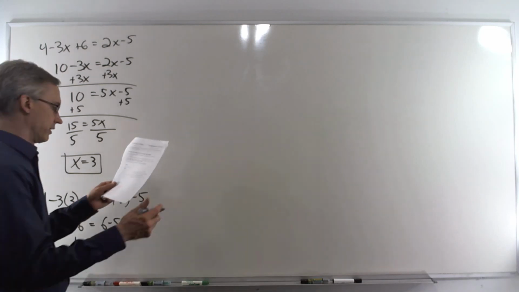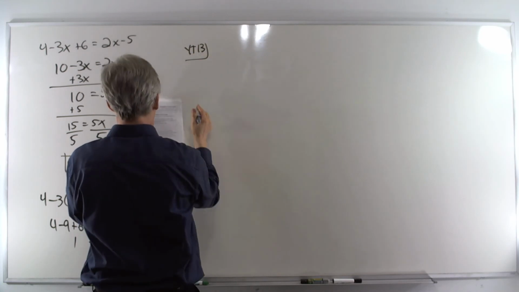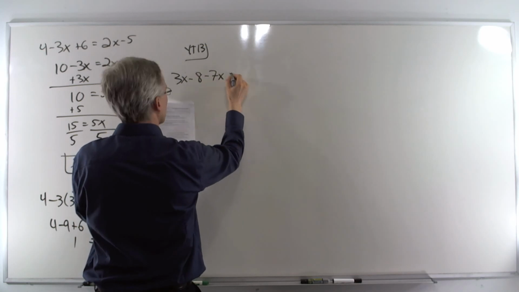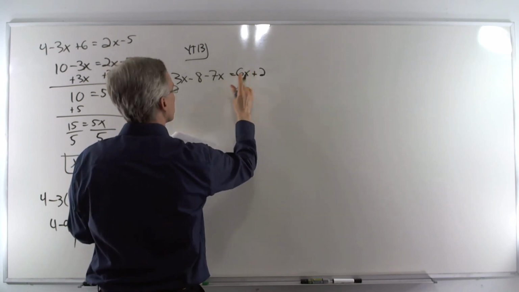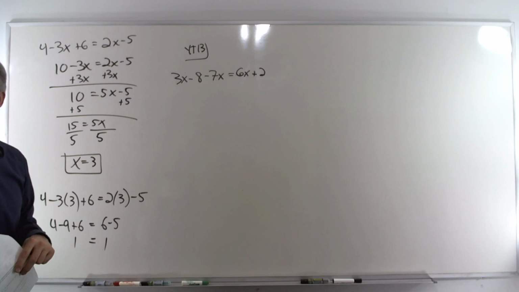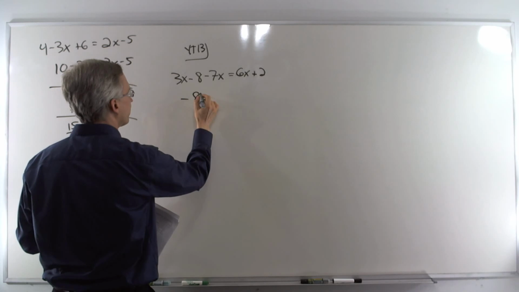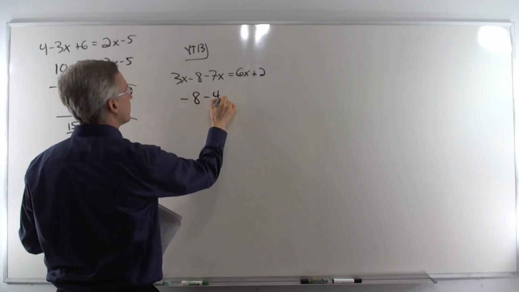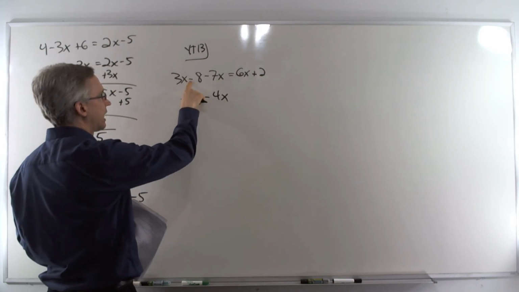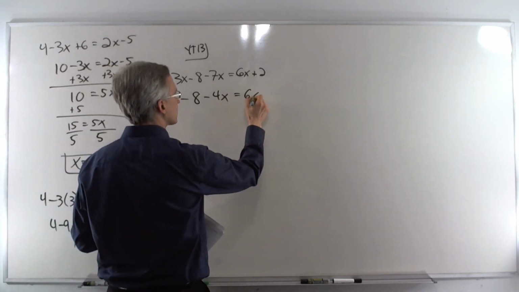Your turn, number 13, and make sure you check your answer when you're done. All right, so we'll start by simplifying. Over here we've got some like terms, x terms, so we can simplify those. So we got negative 8 minus 4x. Doing 3x minus 7x is negative 4x. Make sure you keep that negative with the 8. Don't lose the negative. Over here we get 6x plus 2.